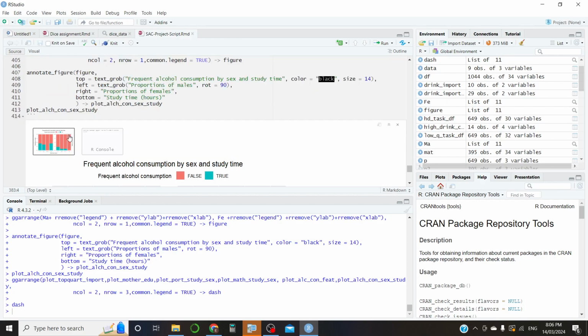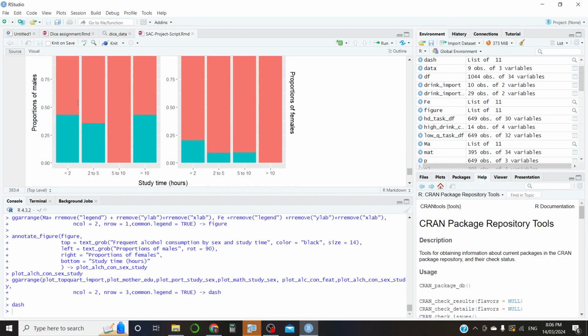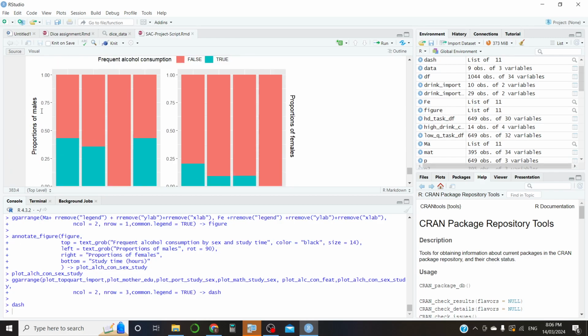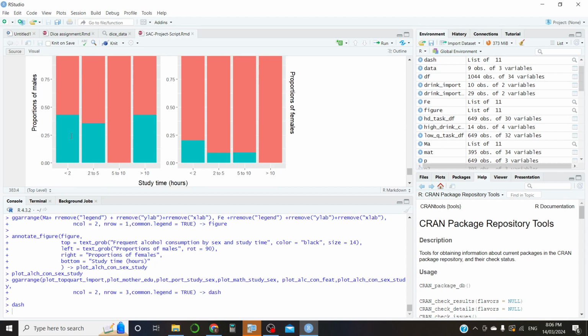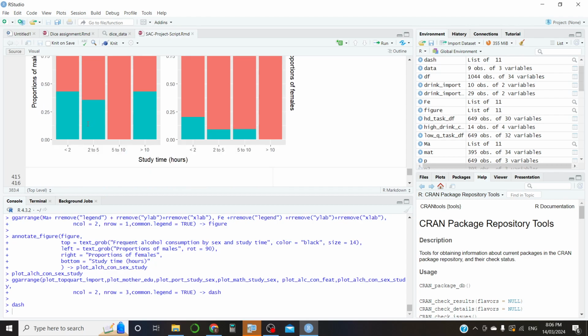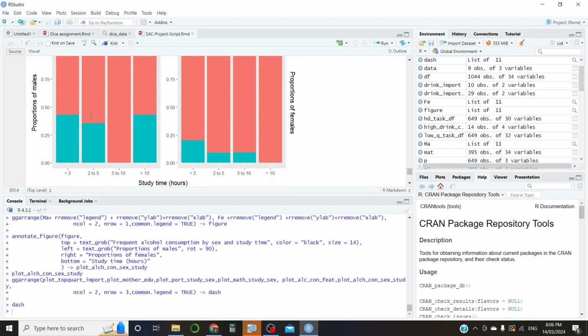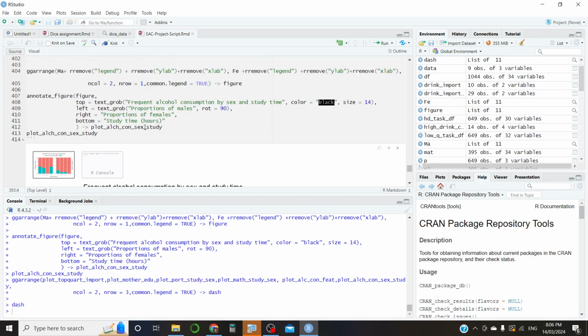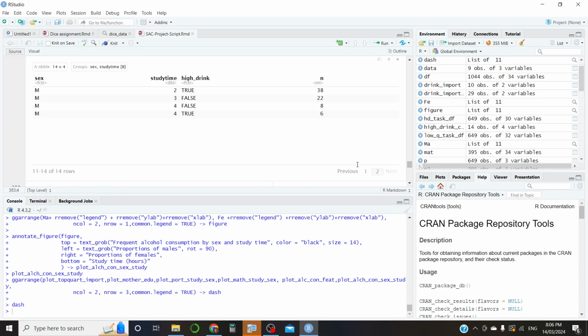Yeah, there it is. So this is done by proportions. Of the students who study less than 2 hours a week, that's the breakdown of males drinking, not drinking frequently, and 2 to 5 hours, 5 to 10. Let's have a look at those numbers again, which is kind of curious. 5 to 10 for the boys.